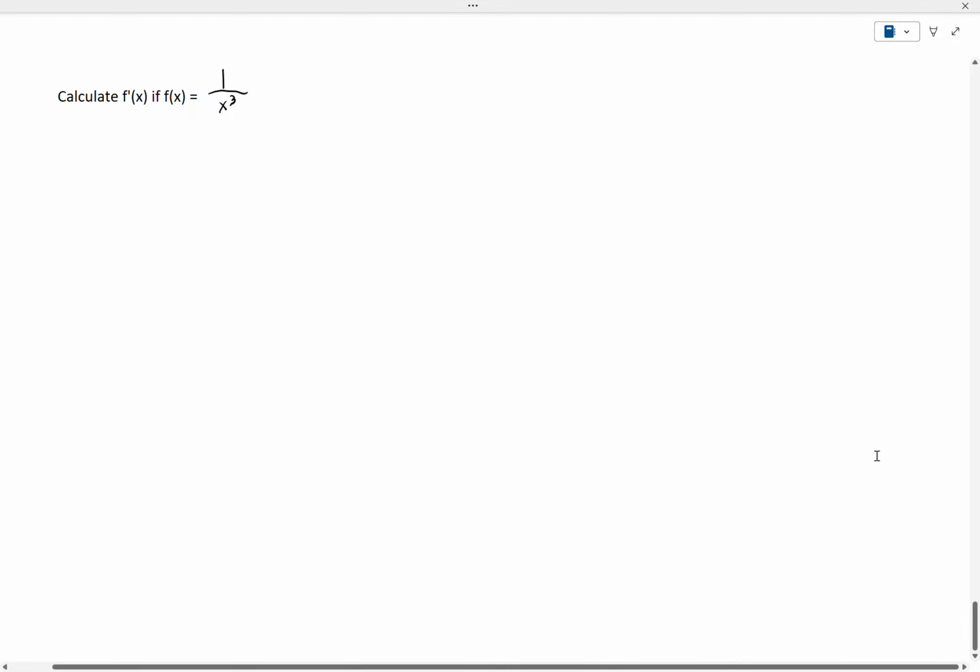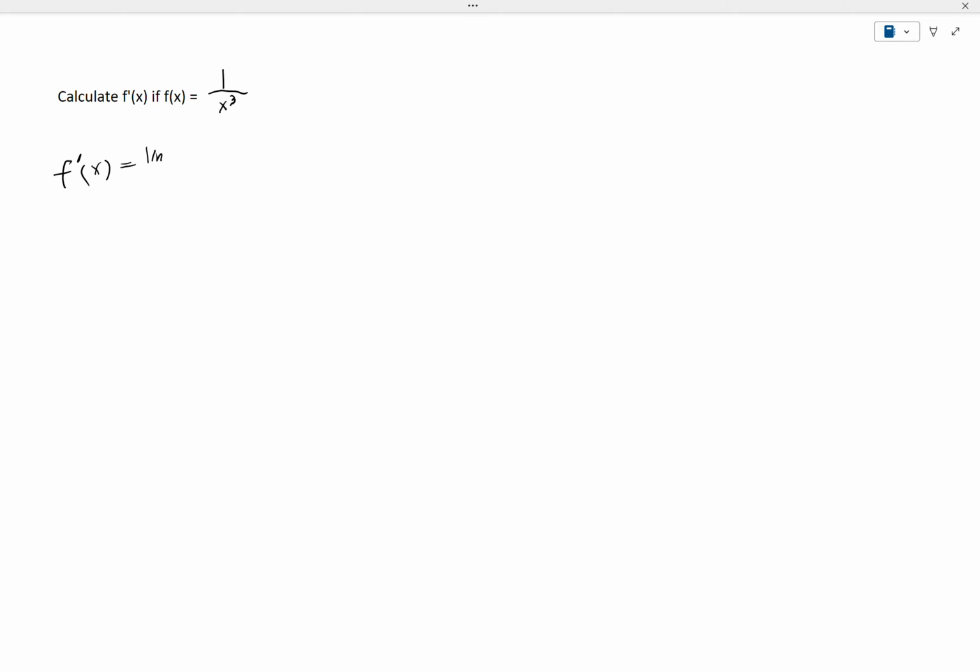Welcome to Josh Does Math. In this video, we're going to be calculating the derivative of 1 over x to the third. But we're not going to be using the power rule for derivatives. Instead, we're going to be using the definition of a derivative. So we're going to be using this equation. f prime of x is equal to the limit as h goes to 0 of f of x plus h minus f of x, all over h.